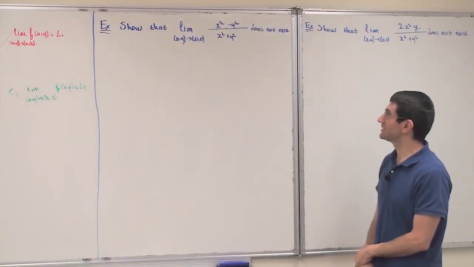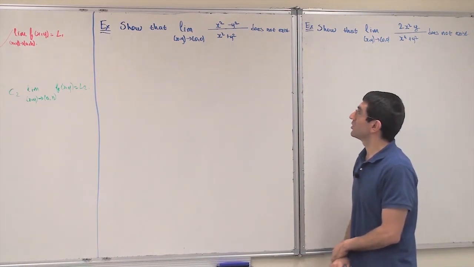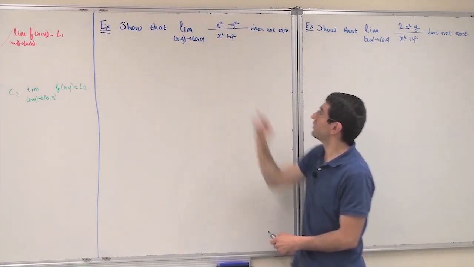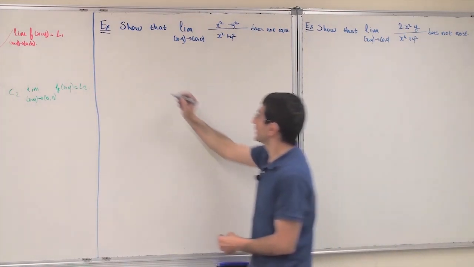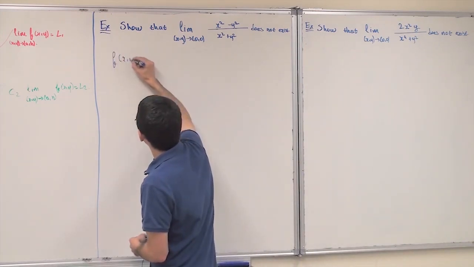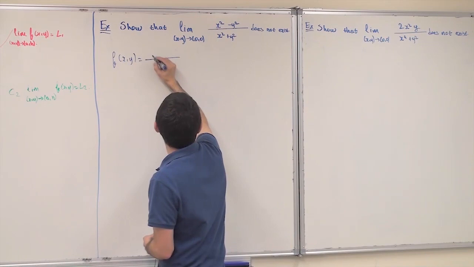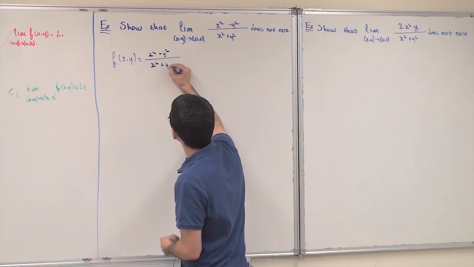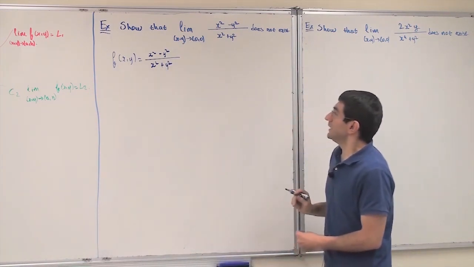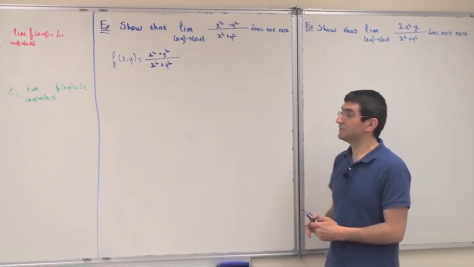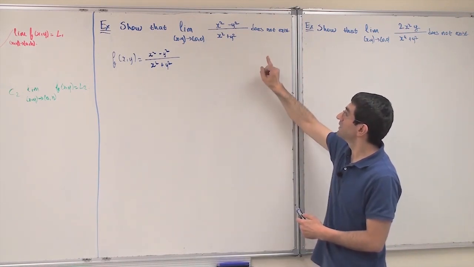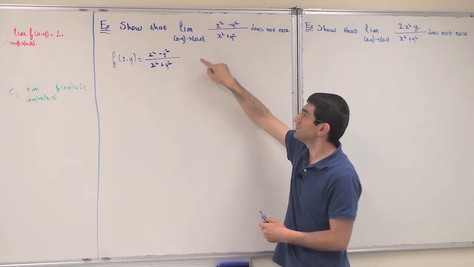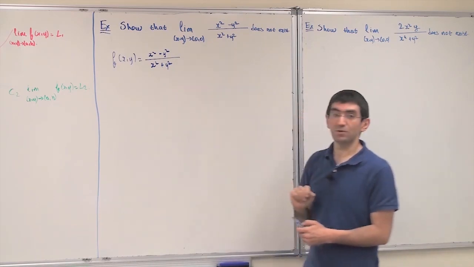Now, let's see how we apply this technique on questions. We'd like to show that the limit of this two-variable function does not exist as (x, y) approaches (0, 0). So let me first give a name to our function. Let's say that f is (x squared minus y squared) over (x squared plus y squared). Now, to be able to apply the technique of different paths, I need to find two distinct paths which pass through the point (0, 0) and which give two different limits for f.